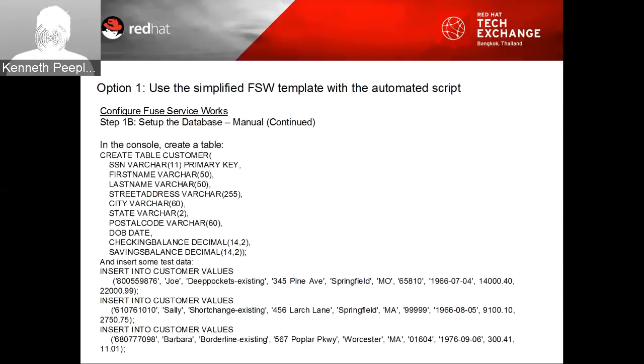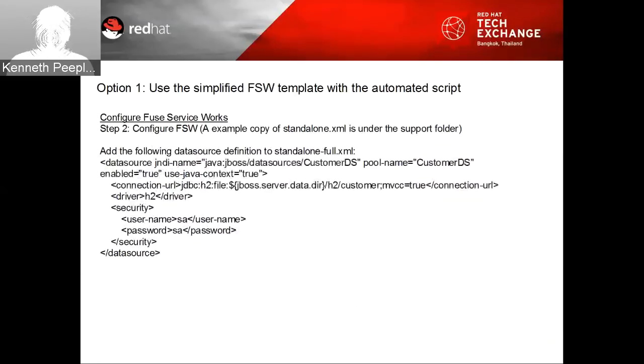And then once you connect, you can create the table and insert some customer data. Of course, if you copy over that customer database that's in the repo, you shouldn't have to do that manual way. And there is an example copy of the standalone.xml in the support folder. But this is really what you need to add, and that is the reference, the customer data source, to reference the database that you'll be using in the Switchyard application in Lab 1.